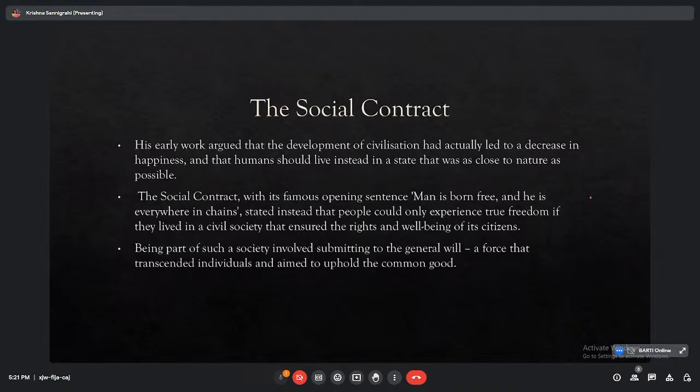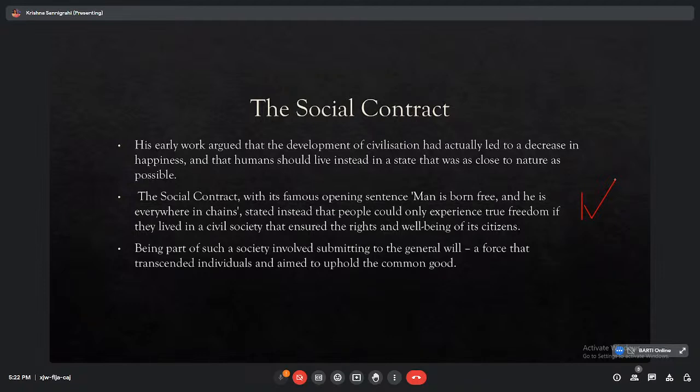His early work argued that the development of civilization had actually led to a decrease in happiness and that humans should live instead in a state that was as close to nature as possible. So The Social Contract, with its famous opening sentence: man is born free and he is everywhere in chains. So dear students, this is something which you need to understand when you are preparing for NET SET, and it is a lesson for life as well, that though we are born free, we are all the time in chains.